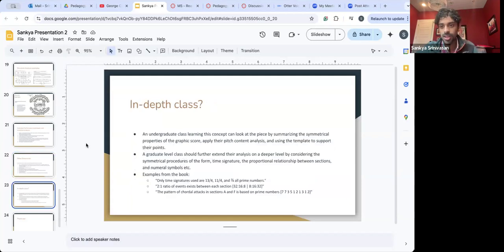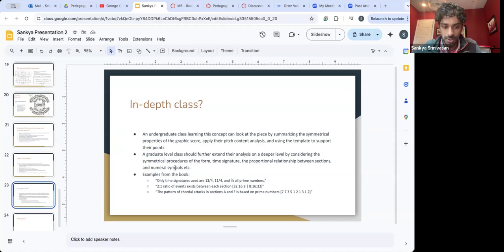And some in-depth class discussion. An undergraduate class learning this concept can look at the piece by summarizing the symmetrical properties of the graphic score, apply their pitch content analysis, and they can use the template to support their points. Graduate level class should further extend their analysis on a deeper level by considering the symmetrical procedures of the form, time signature, the proportional relationship between sections, and numeral numbers.